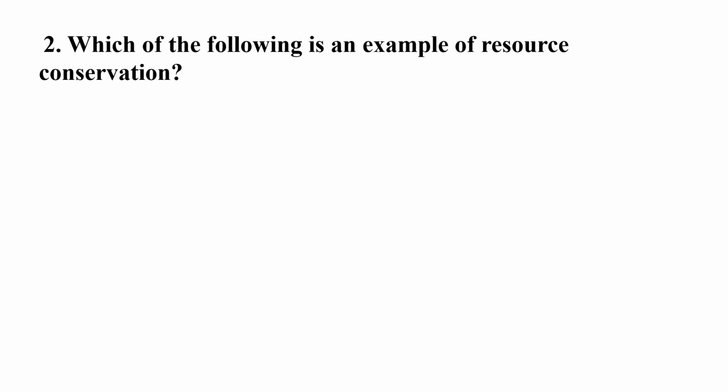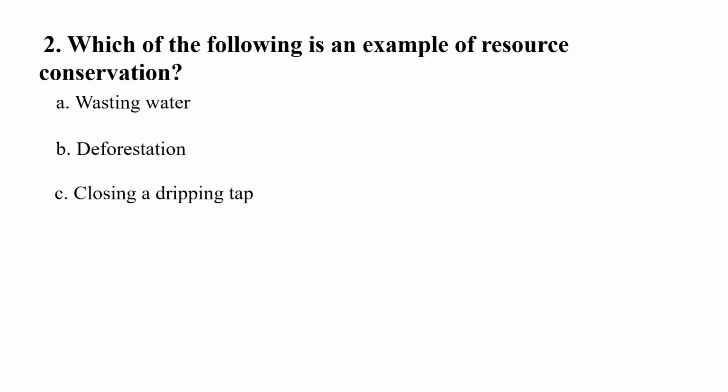The next question is: which of the following is an example of resource conservation? And your options are A. Wasting water, B. Deforestation, C. Closing a dripping tap, or D. None of the above. And the correct answer is C.